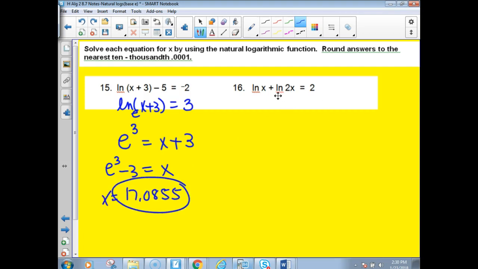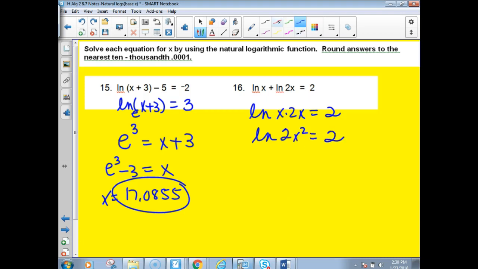And then 16, I need to condense this into one logarithm before I start the problem. So I'm going to use the product property: since logarithms are exponents, when you add the exponents, that's when you multiply. So to rewrite this, we'll do the natural log of x times 2x equals 2. I'll simplify x times 2x to 2x squared.